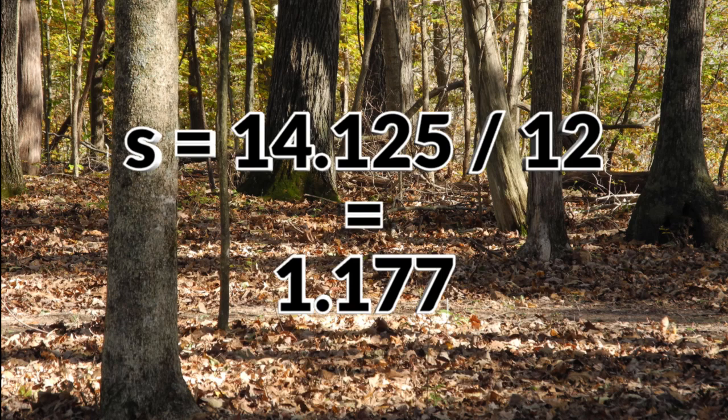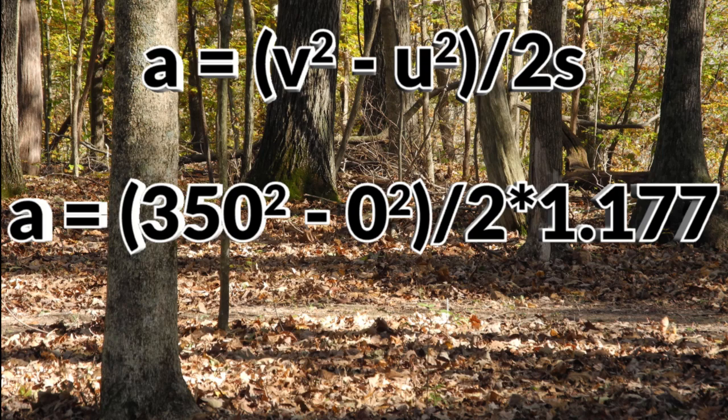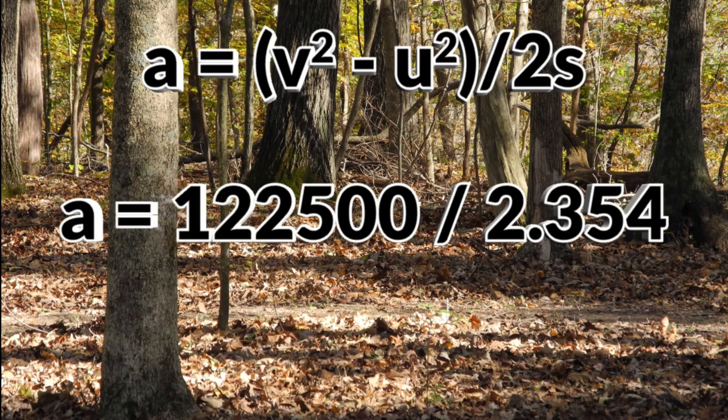Next, we put the numbers into the equation, do some simplifying, and we get a equals the quantity 350 times 350 minus 0 times 0, and divide that quantity by the quantity 2 times 1.177, which results in a equals 122,500 divided by 2.354.